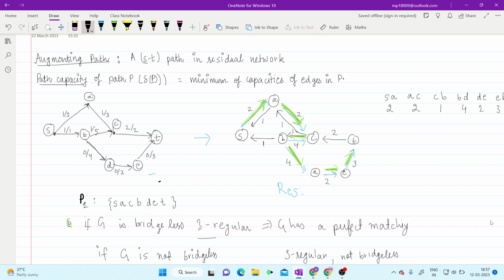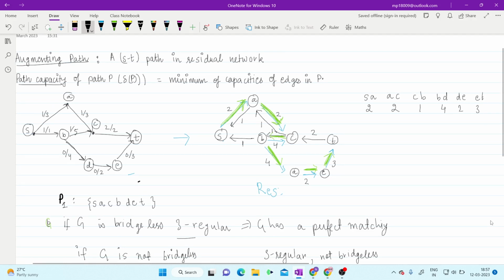So basically path capacity is the minimum of the capacities of the edges. You look at all the edges in that augmenting path, and the minimum capacity among all the edges in that path is the path capacity. Here the minimum number is 1, therefore the path capacity of this graph is 1. So once you have found the augmenting path, the path capacity is the minimum capacity of all the edges in P.